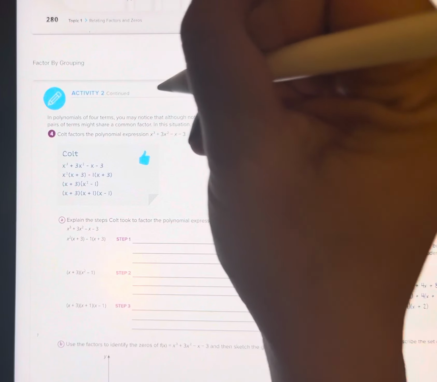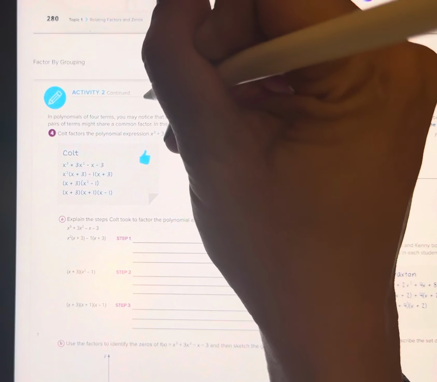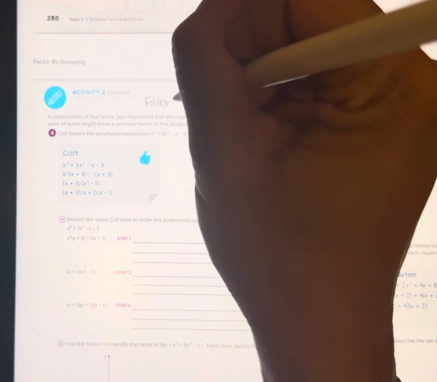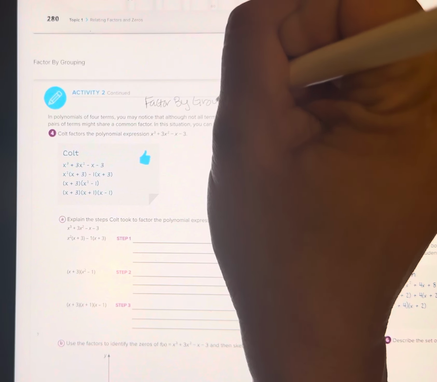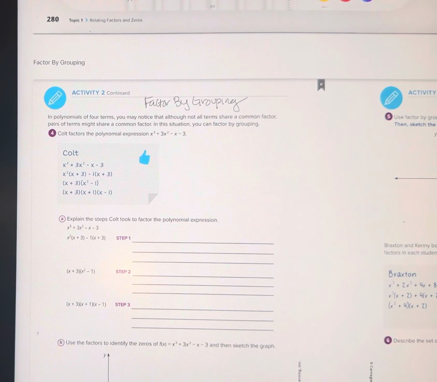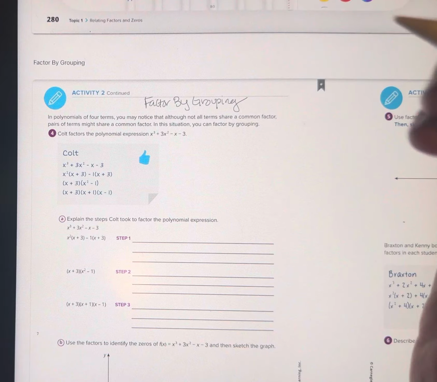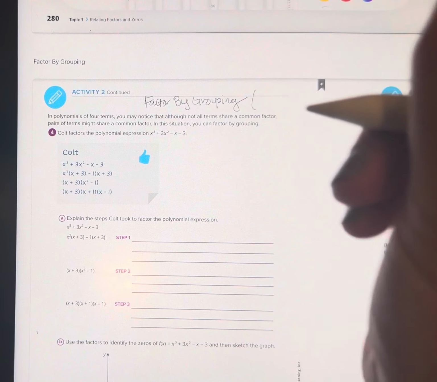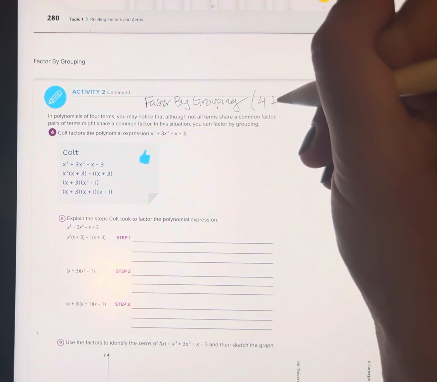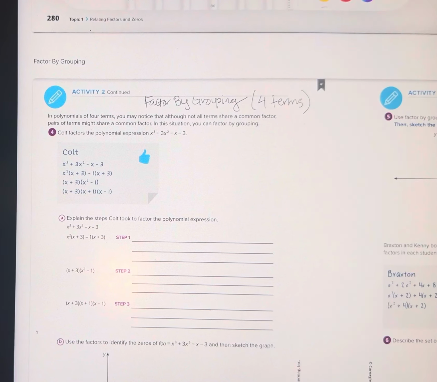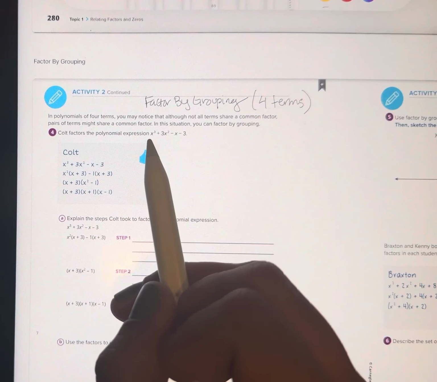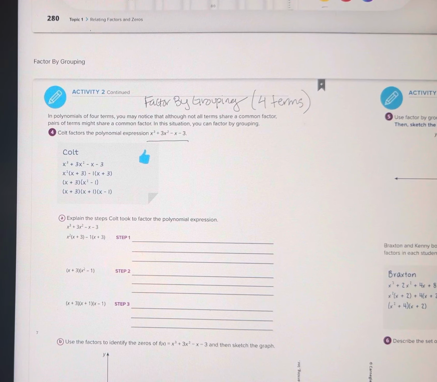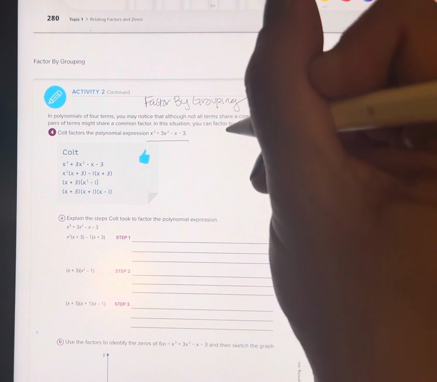So, let's go here. Factor by grouping, okay? And I get like a little clue to try to do this when I see 4 terms, okay? We've never really looked at factoring 4 terms this year. Again, this is something you should have seen before, but if you haven't, here we go. Let me show you. This is how it works.